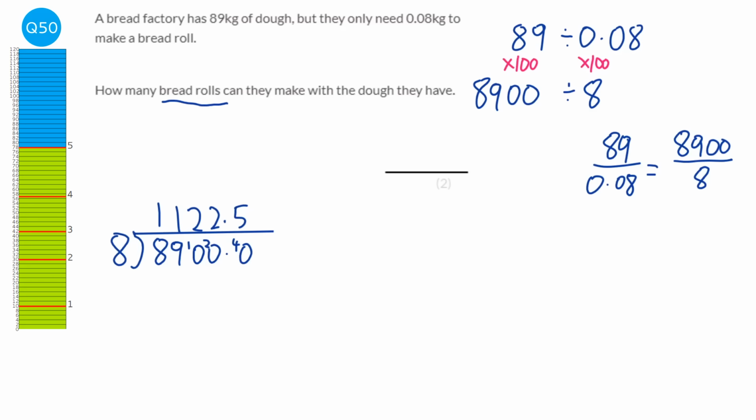Now we can make 1,122 and a half. Well, half doesn't really count, so we're just going to say 1,122 whole bread rolls. Yes, we've got half a bread roll left over, but we are asked how many whole bread rolls can we make.